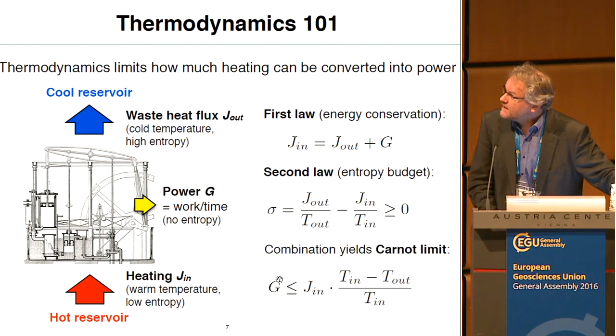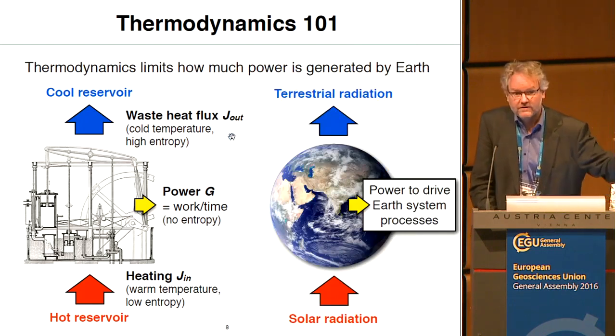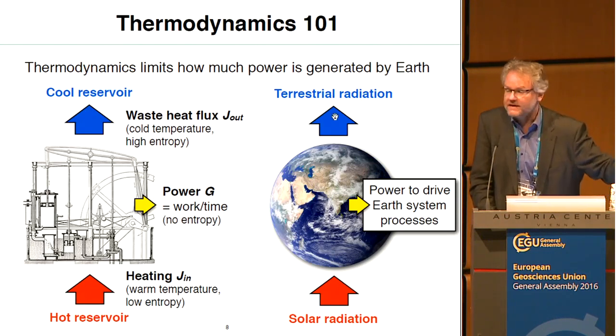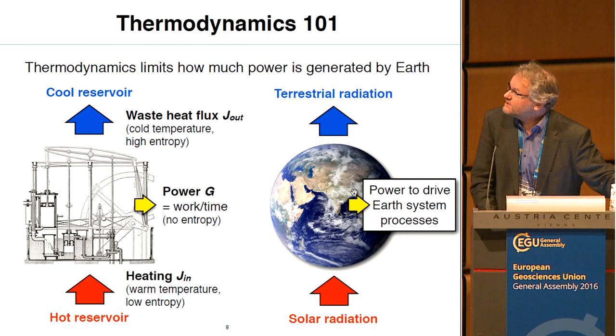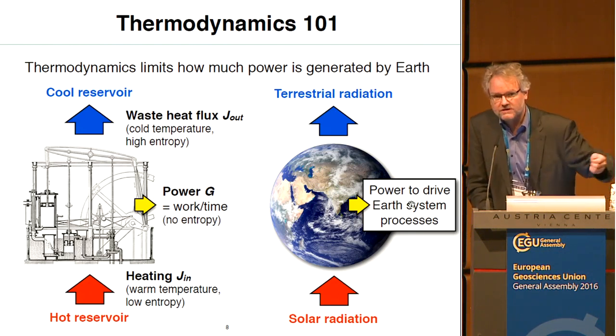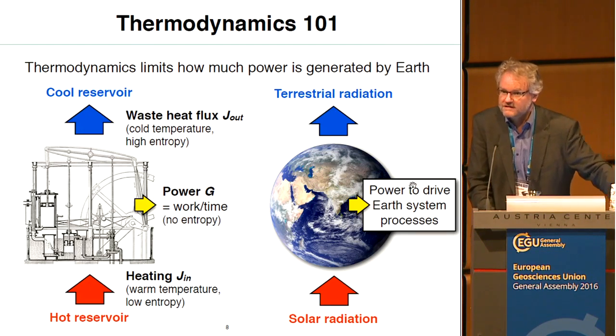And so this is a common form. It basically says that the power is constrained to be less than or equal to the heat flux reduced by an efficiency that depends on the temperature difference between the in and out, at which heat is added and removed. Now, we can think of the Earth system as being very similar to a heat engine. It's being heated by solar radiation, primarily at the Earth's surface, and it's cooled by emission of terrestrial radiation to space. And in between, there's power being generated to drive and maintain the atmospheric circulation, the ocean circulation, the hydrologic cycle, and so on.